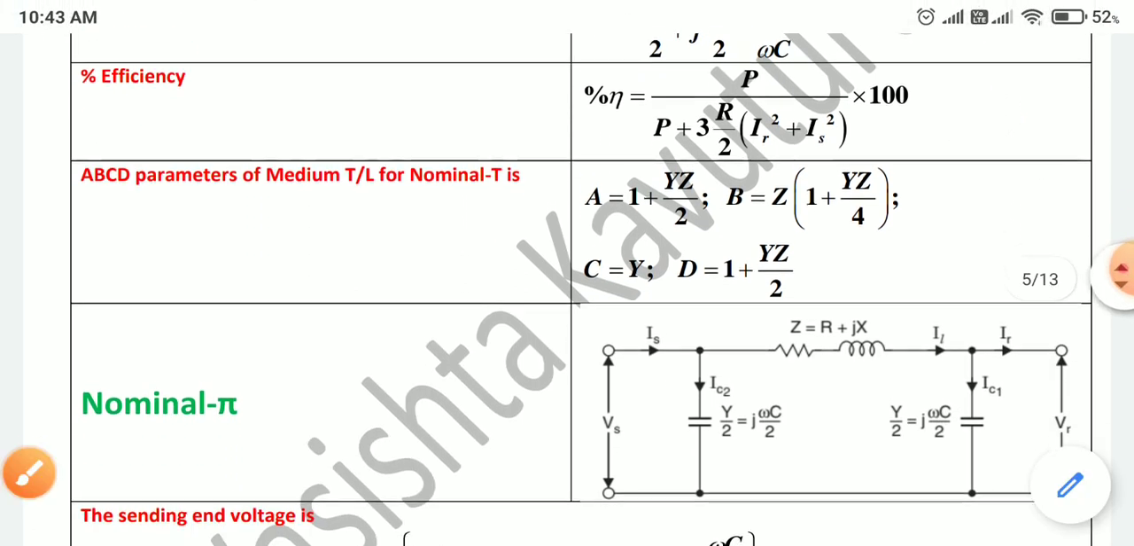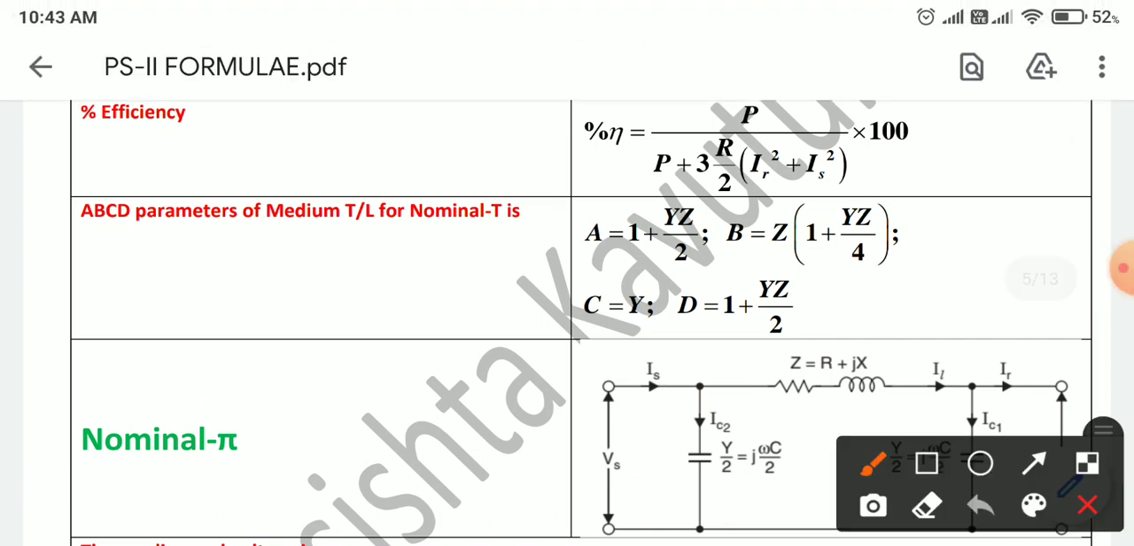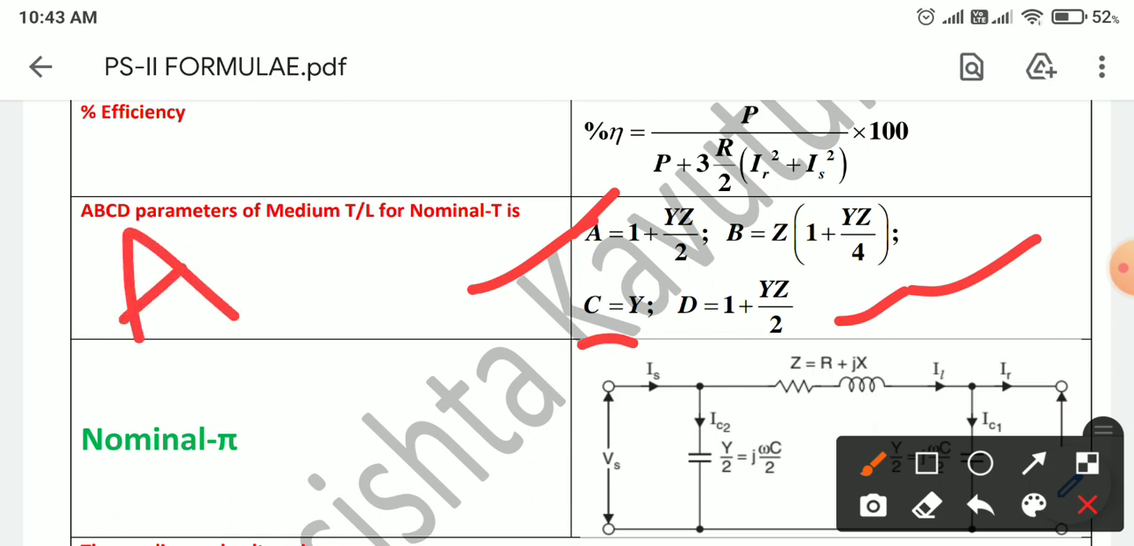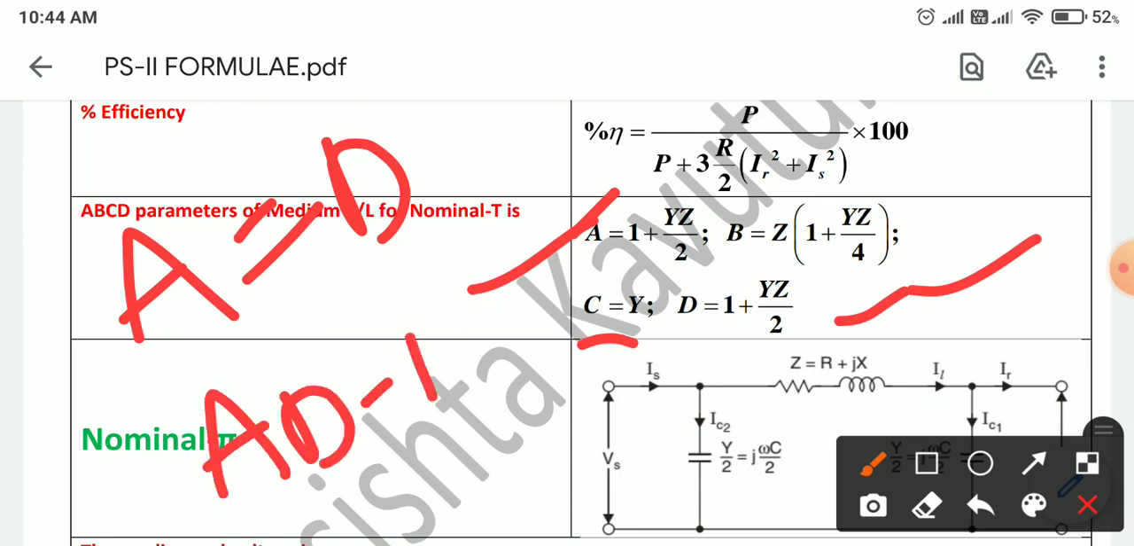Next, coming to ABCD parameters for a medium transmission line. These are very important formulas from the competitive exams point of view, the end exam point of view, and the descriptive point of view. ABCD parameters for a medium transmission line for nominal T: A is 1 plus YZ by 2, B is equal to Z into (1 plus YZ by 4), C is equal to Y, and D is equal to 1 plus YZ by 2. Here if you observe, A is equal to D, that is a symmetric condition, and for the reciprocity condition, the AD minus BC value should also be equal to 1.